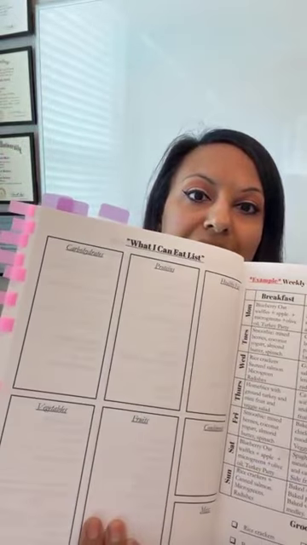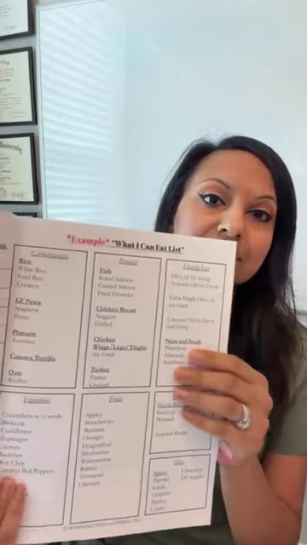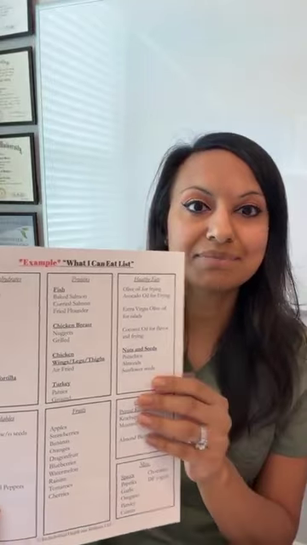So the first thing that I do is make a what I can eat list. And that's going to be very important to make because you want to know what you're actually eating. So in my book, I have a blank copy here for you. And I also have a sample of what I have that you can use. You can copy off of it or you can just make a list off your own. But it's generally to give you an example of what I would pick on mine.